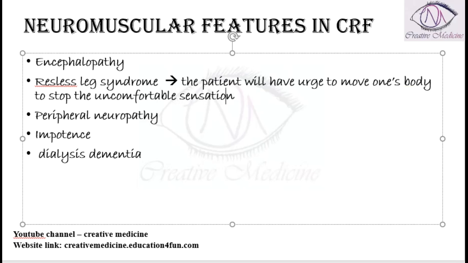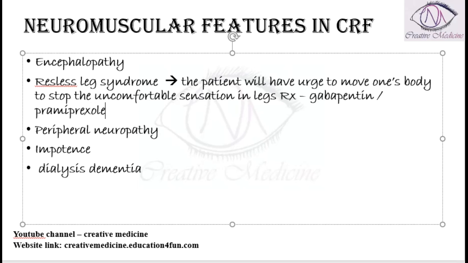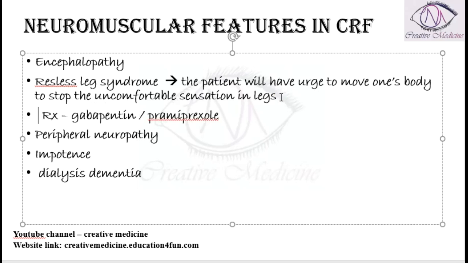So this mainly occurs in the legs of the body, and for this we can use gabapentin for treatment, or you can also use one more treatment which is called pramipexole for the treatment of chronic renal failure.